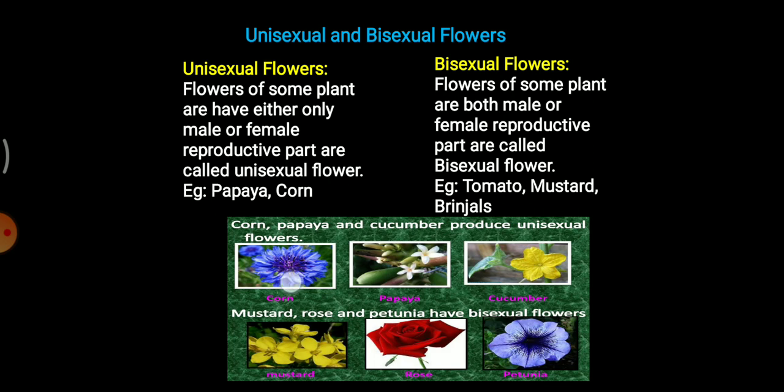As you can see, this is a corn flower, this is a papaya plant, and this is a cucumber plant. These three flowers, as you can see in the picture, consist of only either male or female reproductive parts. Hence we call them unisexual flowers. Whereas mustard, rose and petunia are flowers which consist of both male and female reproductive parts, that is, both stamen and pistil. Corn, papaya and cucumber can have either the stamen or the pistil.